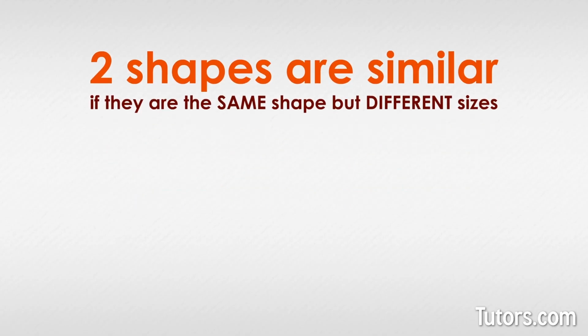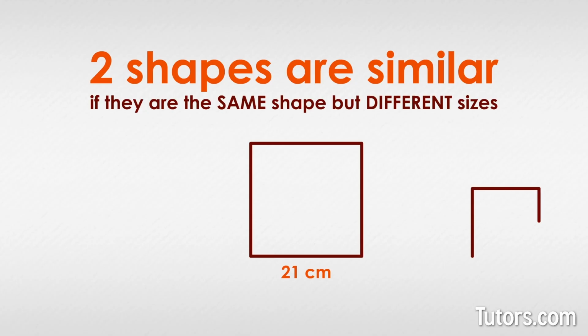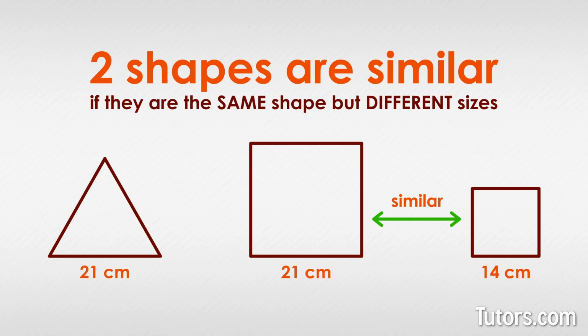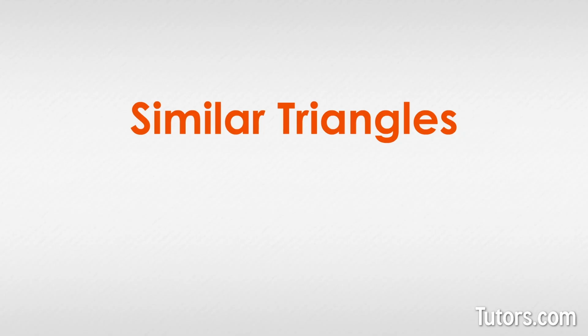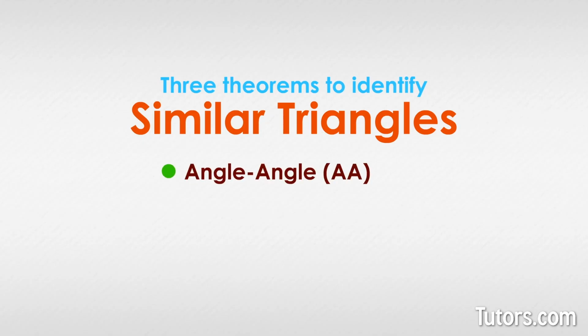For example, you could have a square with sides that are 21 centimeters and a square with sides that are 14 centimeters. They would be similar. But if you compare one of those squares to an equilateral triangle, they are not similar because they are different shapes. Similar triangles are easy to identify because you can apply three theorems specific to triangles, known as angle-angle, side-angle-side, and side-side-side.